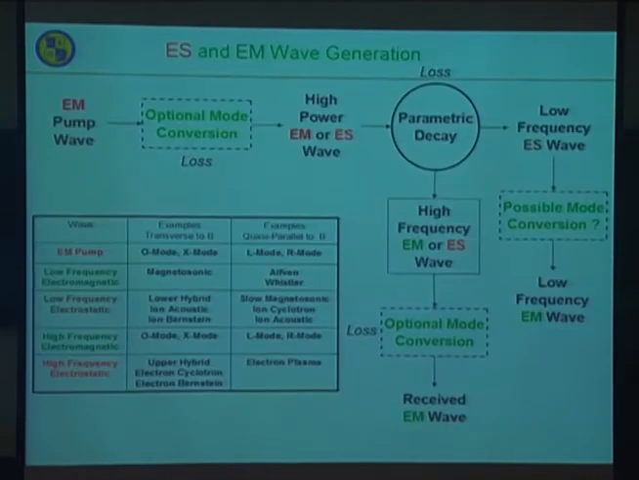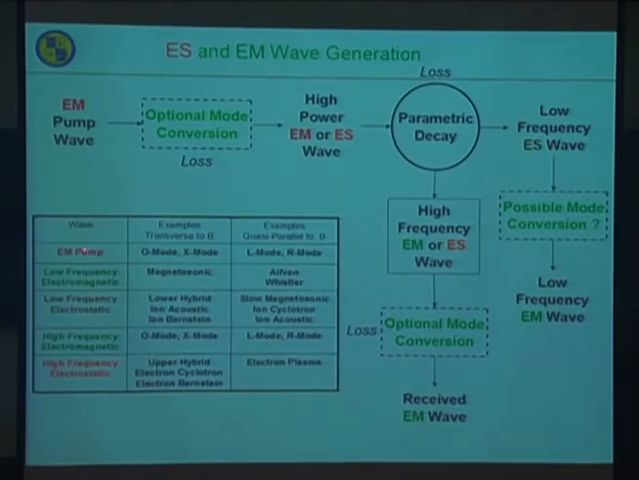Since that's too complex, we just throw this into a diagram here, which is just as complex. Electromagnetic pump wave, mode converts to electrostatic waves or stays as an electromagnetic wave. Parametric decays into those low frequency and high frequency waves. The high frequency wave then comes back to the ground as an electromagnetic wave, and that's what you measure on the ground, but it has a frequency offset corresponding to the frequency of the low frequency wave.